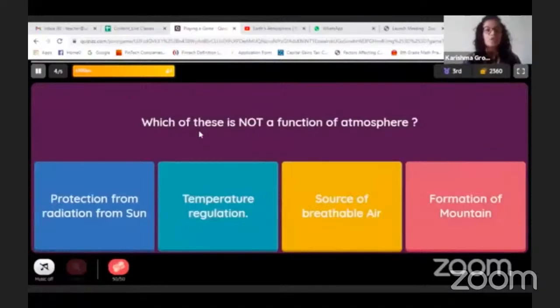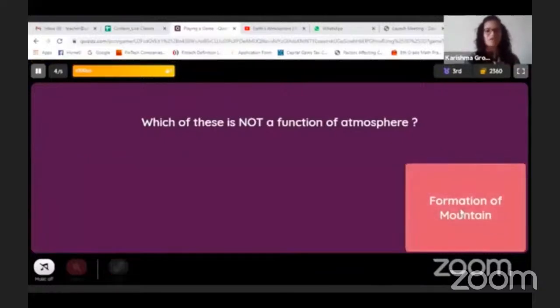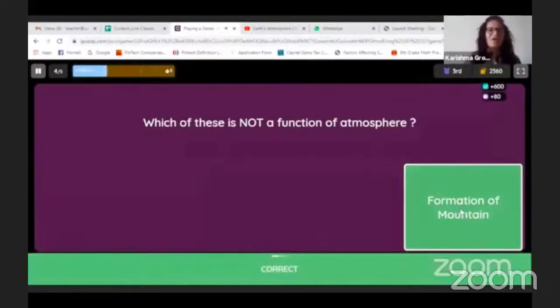Which of these is not a function of the atmosphere? Okay, protection from radiation from the sun, very important, right? It reflects back all the harmful UV rays and heat. Temperature regulation, since it protects us from the UV rays and we are at the perfect distance from the sun, it regulates the temperature, neither too hot nor too cold. Source of breathable air, oxygen. Remember, 21% oxygen. So it is a source of breathable air. Last is formation of mountains. Did we learn anything about that? No. So this is not a function of the atmosphere. Good job.